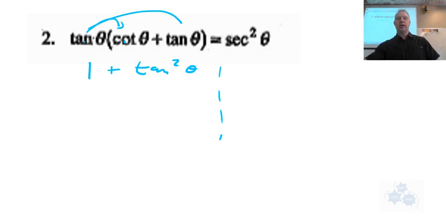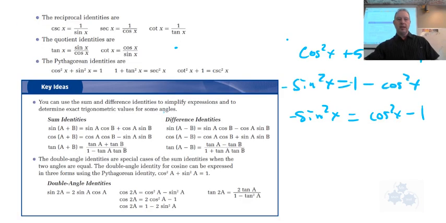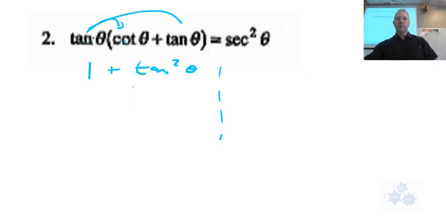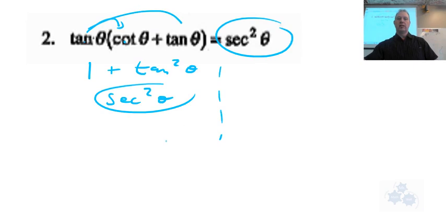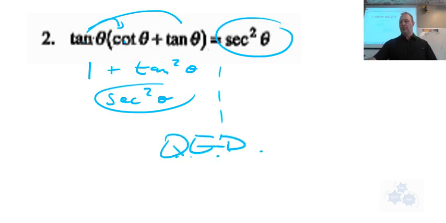1 plus tan squared. We'll go back to our identities page. Do you see that somewhere? Oh, right here. 1 plus tan squared. And that's an identity right there, equals secant squared. So we're going to just change that to secant squared theta now, and then you can see that we are done. QED. Quod erat demonstrandum. All right. Got that? Easy, right?